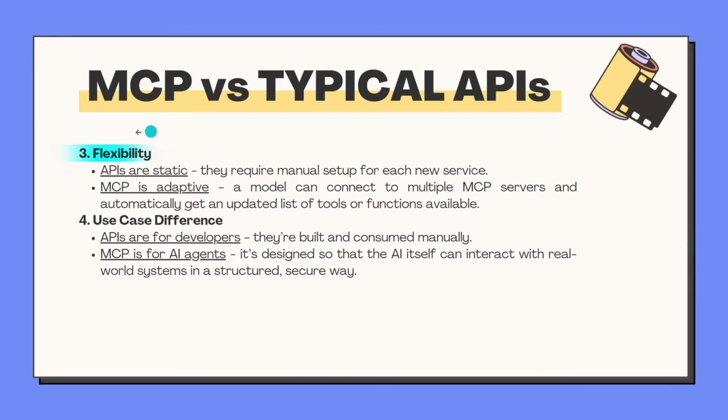Let's move on. We've got flexibility. APIs are static. They require manual setup for each new service. If you want to have another service connected directly to your automation, to your project, whatever, you need to set it up manually. But if you use MCP, we can connect different applications in just one place, and then across all our automations that use this MCP server, it's automatically updated. So a model can connect to multiple MCP servers and automatically get an updated list of tools or functions available. This is a huge difference.